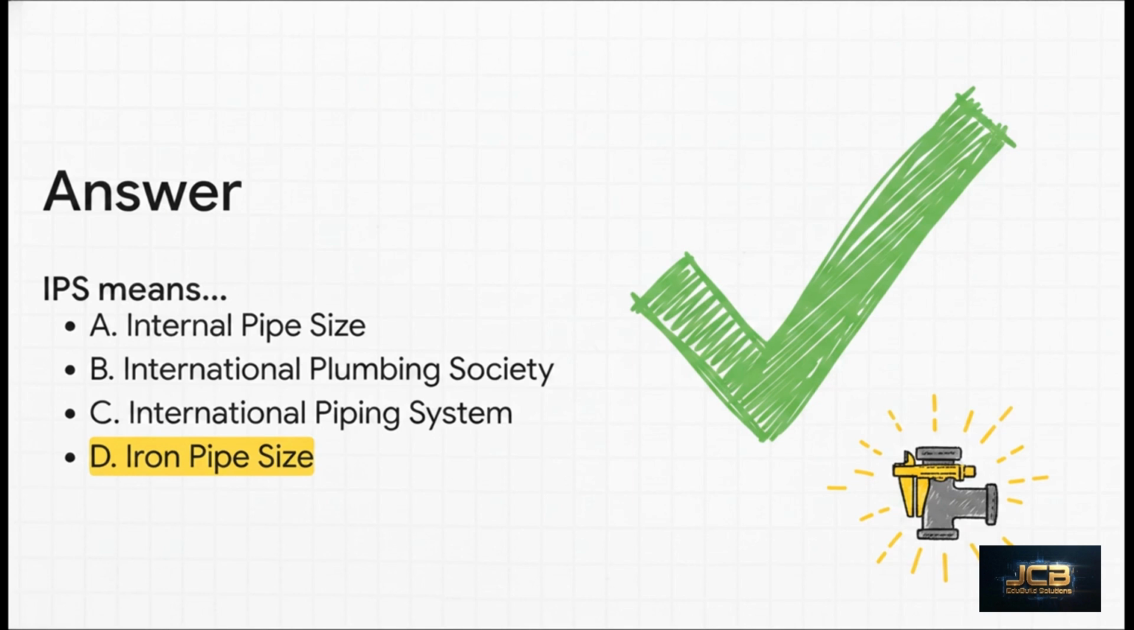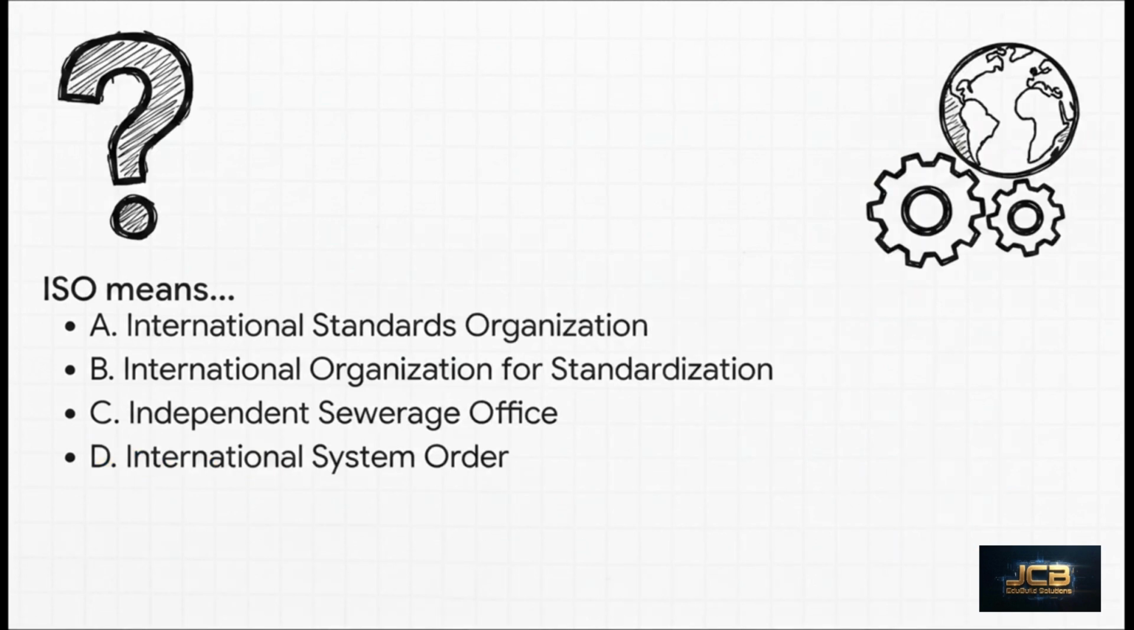Time's up. The correct answer is D, iron pipe size. So here's the thing you got to remember about IPS. It's what we call a nominal size. It's based on old historical dimensions, so it's not actually the exact inside diameter of the pipe anymore. Definitely a key term you need to know. All right, let's keep it rolling.